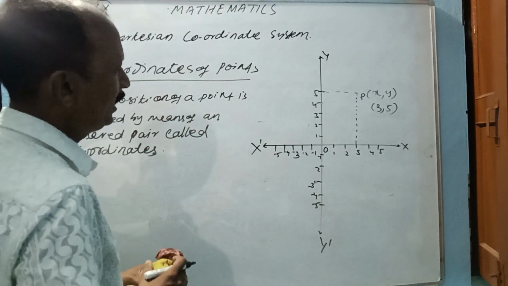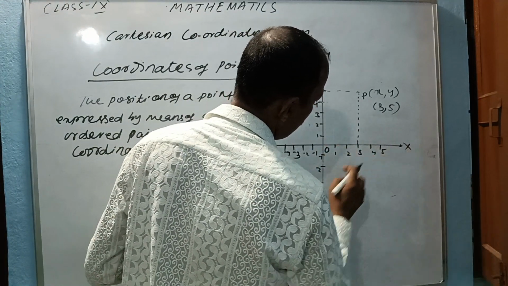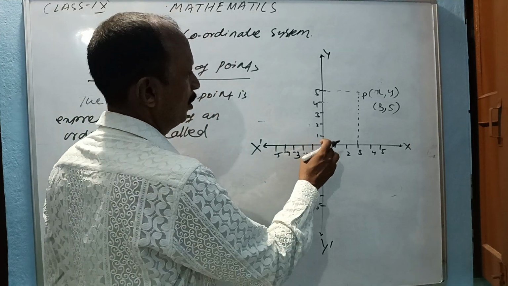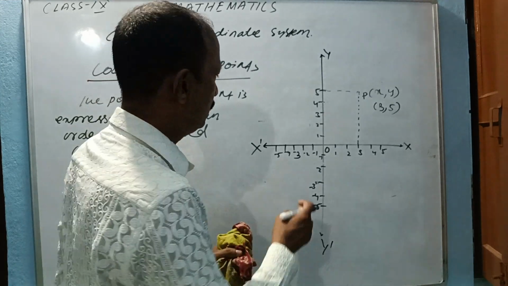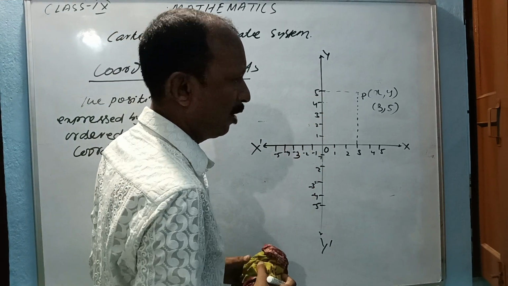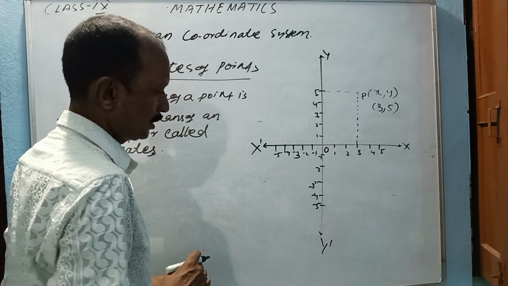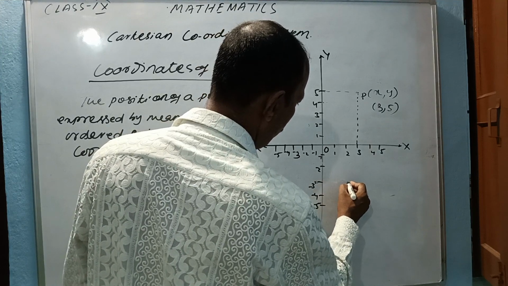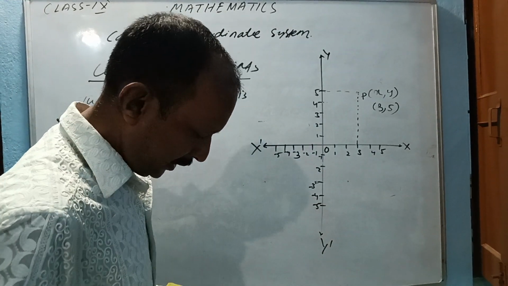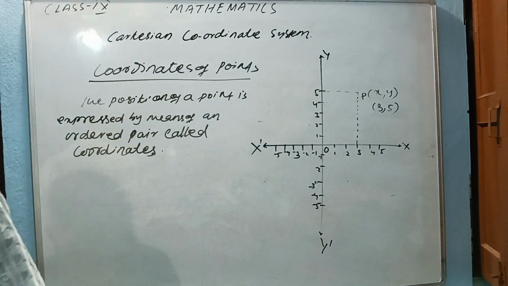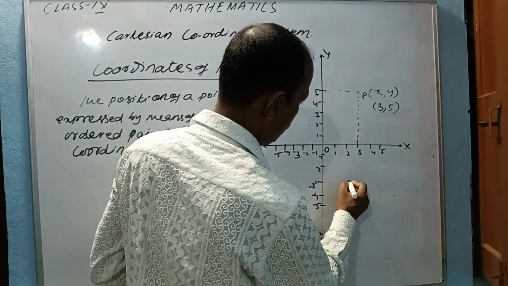So in this case, right side is the positive direction or positive x-axis, left side is the negative x-axis. Similarly, upward is the positive y-axis, downward is the negative y-axis. Let us see one more point. Suppose one point is here. I want to write its position with the help of ordered pair. See here. This is the point.